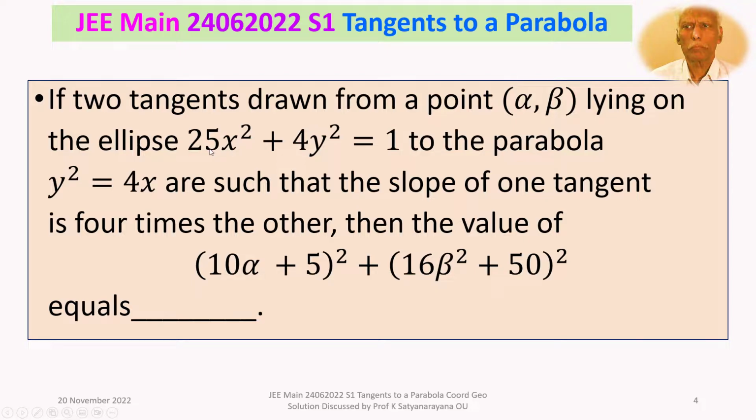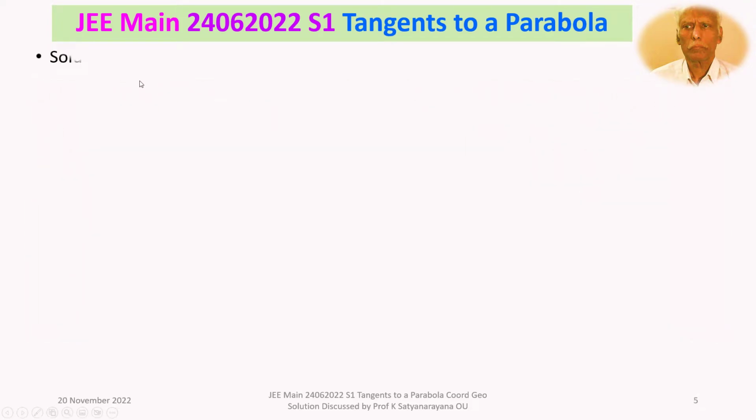And we have the ellipse 25x square plus 4y square is equal to 1. On it, a point (alpha, beta) is taken, and two tangents are drawn from this point to the parabola y square is equal to 4x, such that the slope of one tangent is 4 times the other. Then we have to find (10 alpha plus 5) whole square plus (16 beta square plus 50) whole square. The value of this is to be found. We now discuss the solution of the problem in detail.